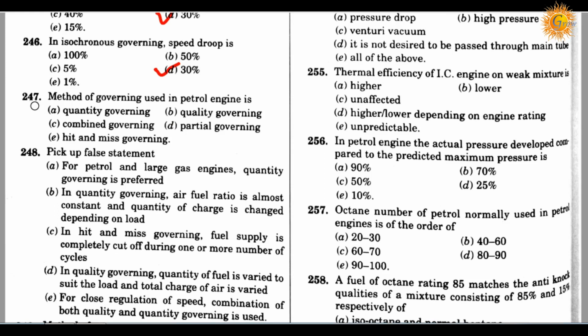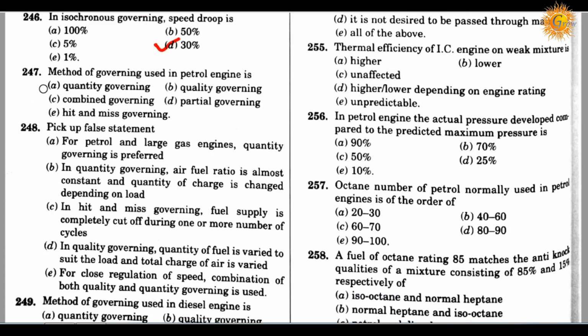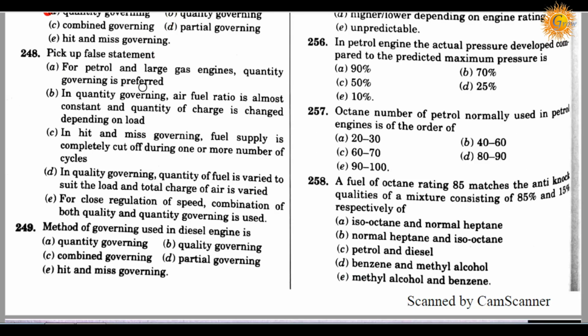Question number 247. Method of governing used in petrol engine is option A quantity governing, option B quality governing, option C combined governing, option D partial governing, option E hit and miss governing. Correct answer is A. It is quantity governing.